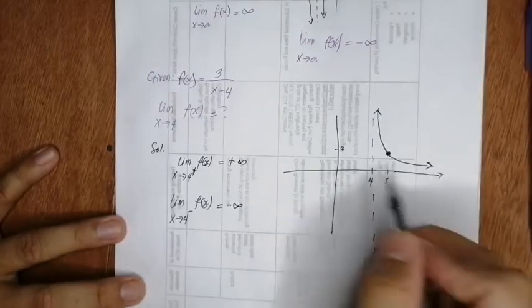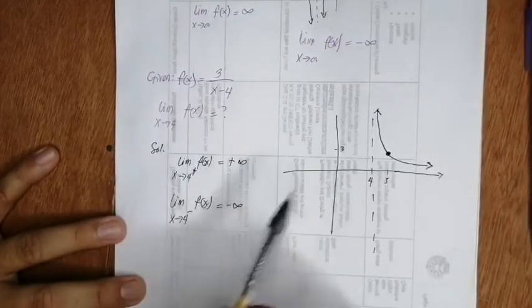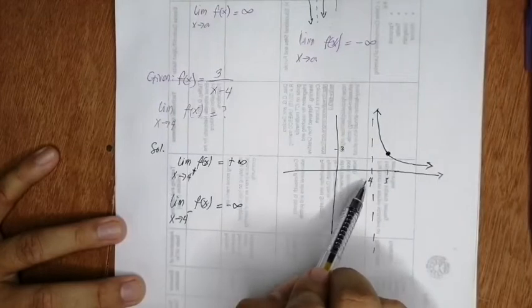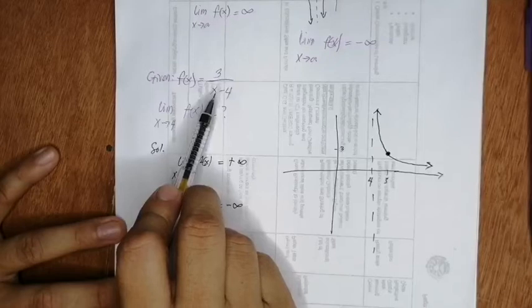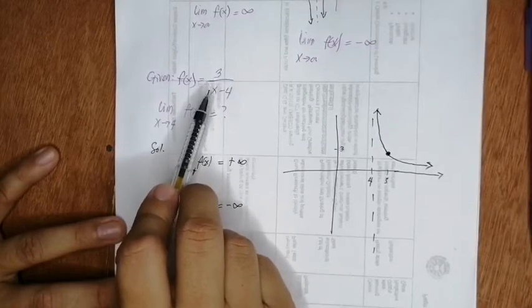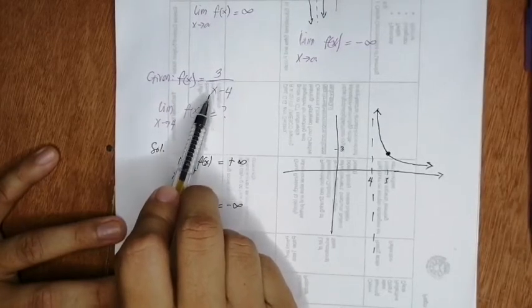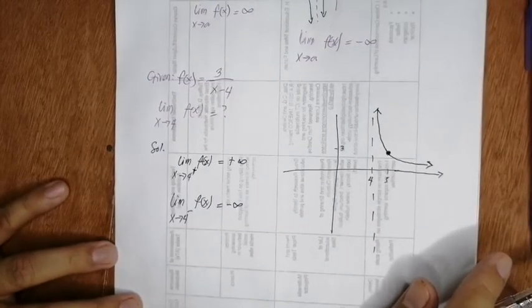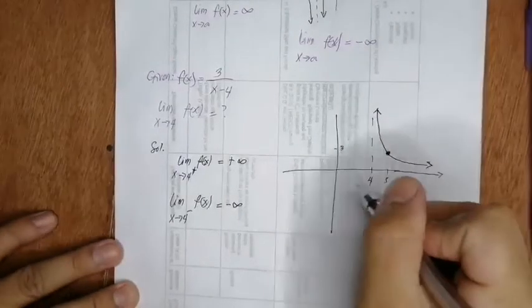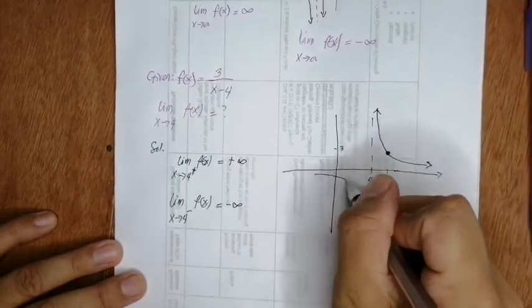Now, pag left naman, so ito ay 3.9. So, 3.9 minus 4, so negative 0.1. Kaya, 3 divided by negative 0.1 is negative 30. Malaking number yon, negative. Ayan, so negative 30, so nasa baba. Okay? So, ang graph naman niya ay magiging ganito.